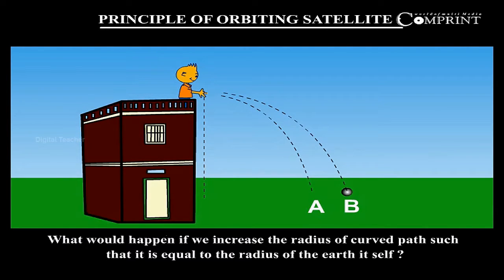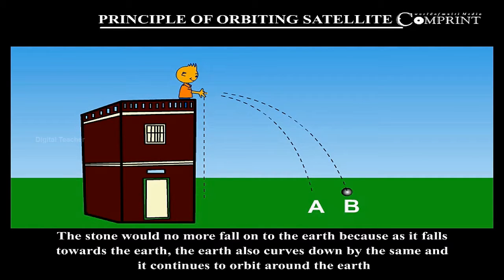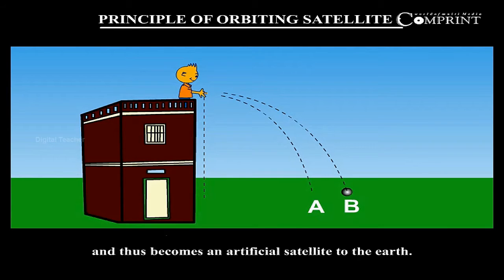What would happen if we increase this radius of the curved path such that it is equal to the radius of the earth itself? The stone would no more fall onto the earth, because as it falls towards the earth, the earth also curves down by the same amount. The stone's distance above the surface of the earth remains the same and it continues to orbit around the earth, and thus becomes an artificial satellite to the earth.